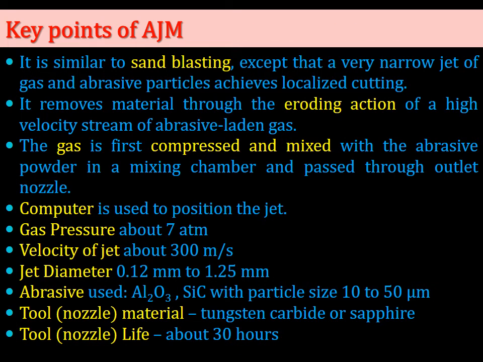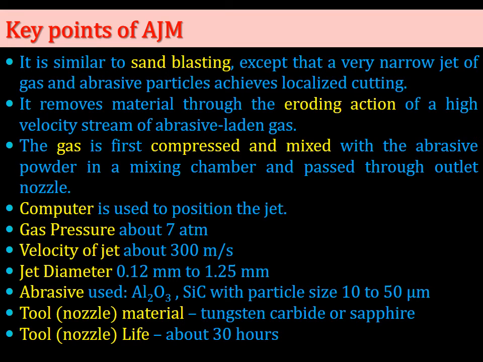What are the general key points of the AJM process? First, it is similar to sandblasting. Second, it removes the material through eroding action, brittle fracture, and erodes the material from the workpiece. Gas is first compressed, then mixed with the abrasive particles in a mixing chamber and passed through the outlet nozzle.